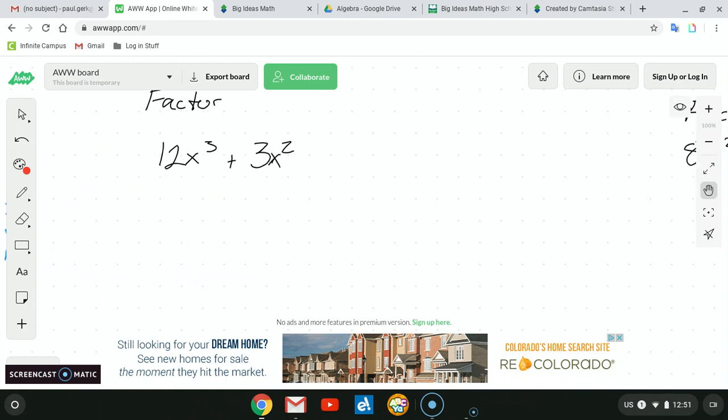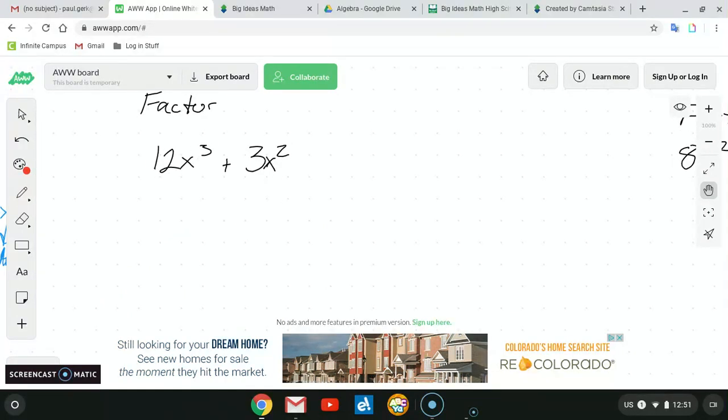The first thing we need to do is figure out what the GCF of these two is. So let's do what we've been doing. What is the GCF of our two monomials? Let's look at our coefficients first. What's the GCF of 12 and 3? What could I divide the 12 by, and what could I divide the 3 by?